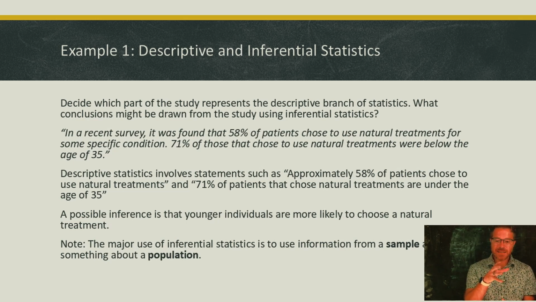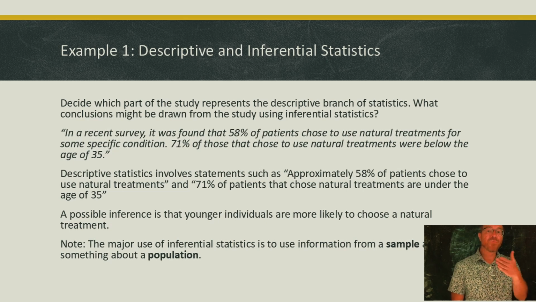Well, in this case, we took a survey, which means we have some sample data. It's saying that 58% of the patients chose a natural treatment. That is describing the data that we took, that sample, meaning that this is descriptive statistics. Of that, it's saying that 71% of those that chose natural treatments were below the age of 35. So again, this is describing our sample, meaning that this is descriptive statistics.